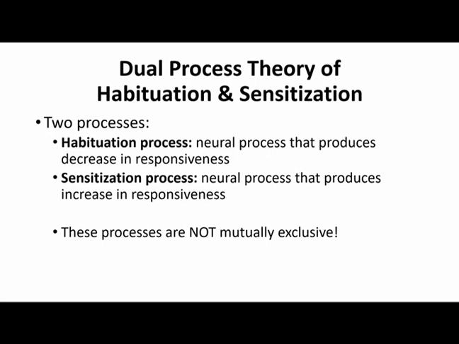So we're going to talk about two processes, the habituation process and the sensitization process. Now, these were proposed back in the 1970s by Groves and Thompson. And honestly, the definitions of the processes aren't actually that complicated. So the habituation process is a neural process that produces a decrease in responsiveness. And the sensitization process is the neural process that produces an increase in responsiveness.